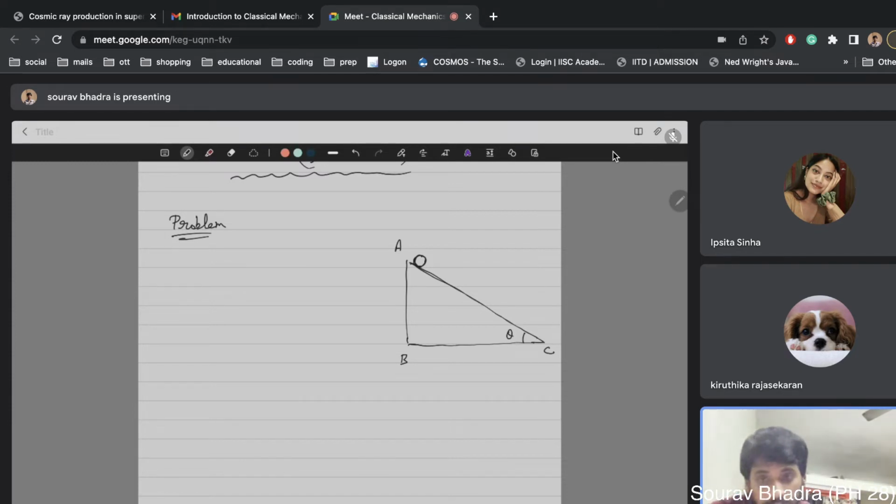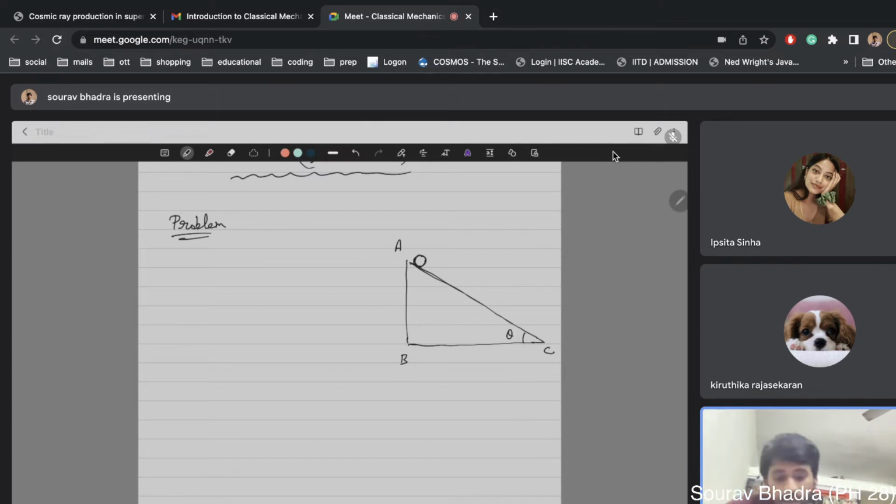Here we will not consider it as a point mass particle. It is a solid 3D cylinder. Now we will calculate how much distance it will travel in a time t along that AC path. So let us start, and we will use the concepts from this chapter also.